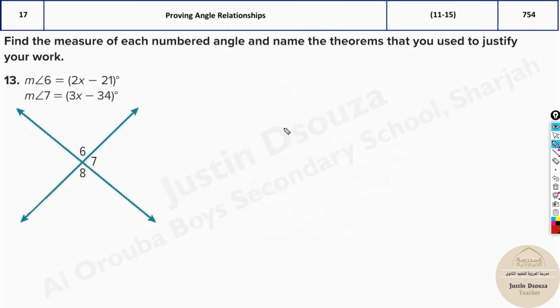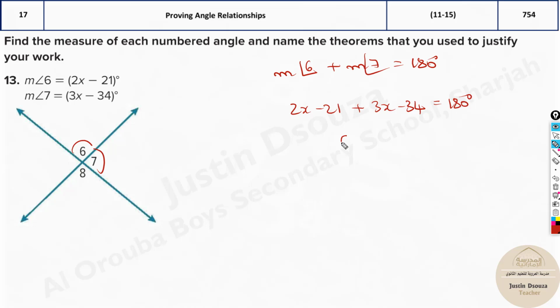Now look at this problem here. They have told us the measure of angle 6 and angle 7 are given. But you can see they both are supplementary angles, right? They are a linear pair. Basically, when you add them up, it's 180 degrees because they are on a straight line. So measure of 6 plus measure of 7 will be equal to 180 degrees. Now it's 2x minus 21 plus 3x minus 34, that is equal to 180 degrees. Now you solve it.